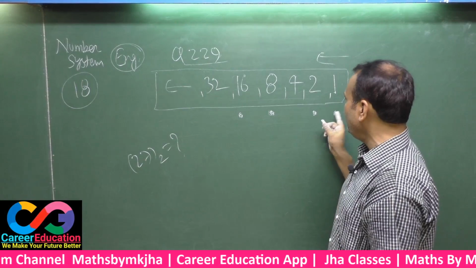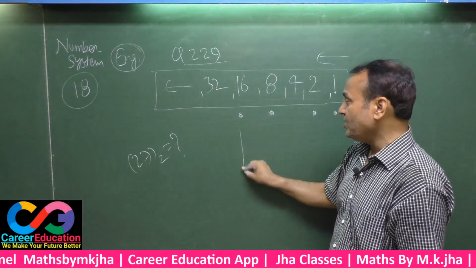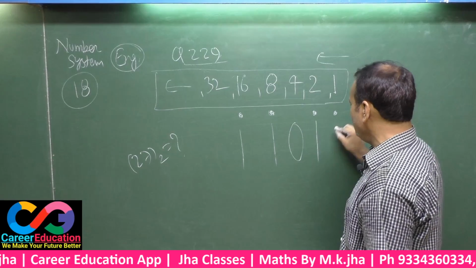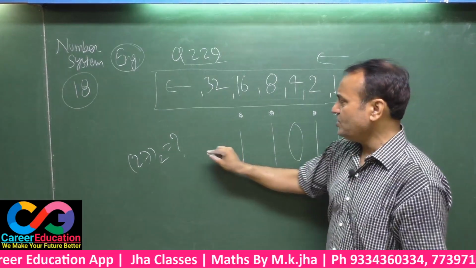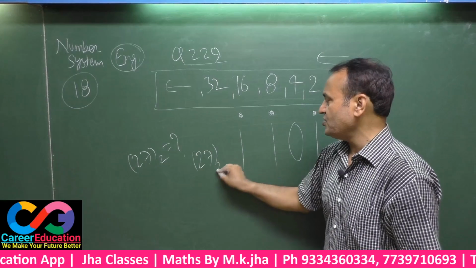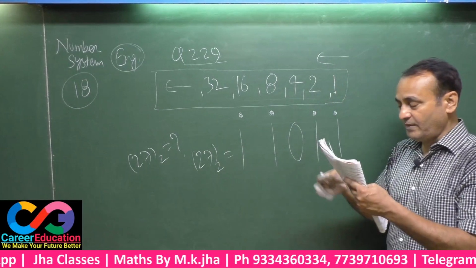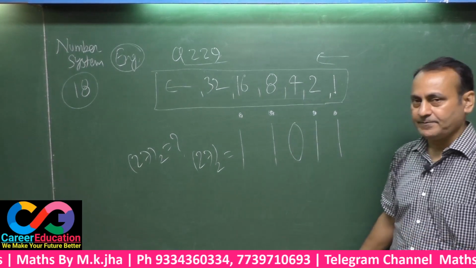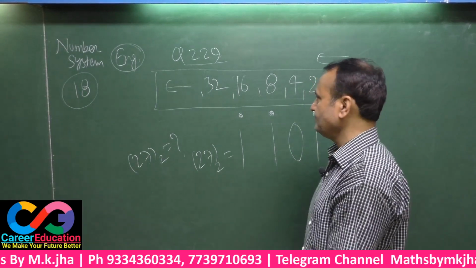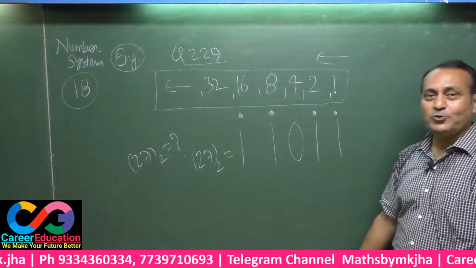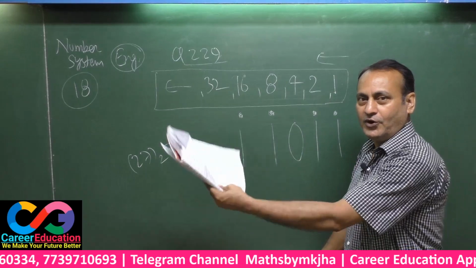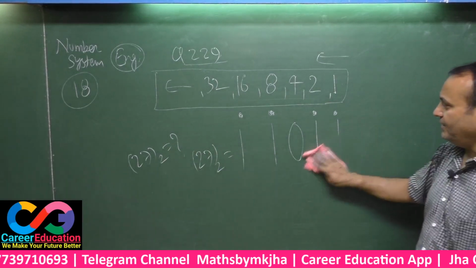This is 27. That means you accepted this, but this was not accepted, put 0. This is accepted, this is accepted. That means 27 in binary system must be 1 1 0 1 1. Match the answer, 1 1 0 1 1. Perfectly right answer. Very easy method this is. You have to write 1, 2, 4, 8, 16, 32, each one double of the left part.